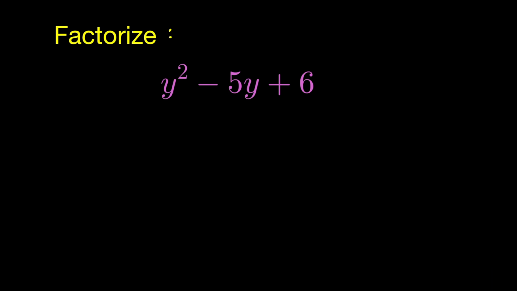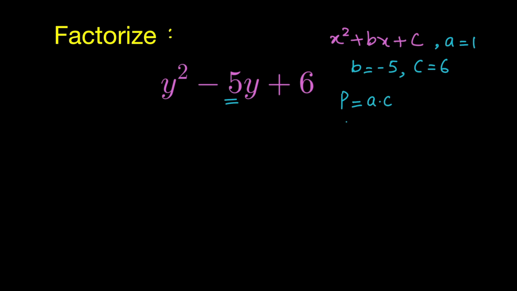Now in this question, again we compare it with the equation x square plus bx plus c. First thing we write here, b value is minus 5, and c is 6. The product is always a times c, as in this case a is 1, so the product is 6. And the sum is always b, and the sum is minus 5.